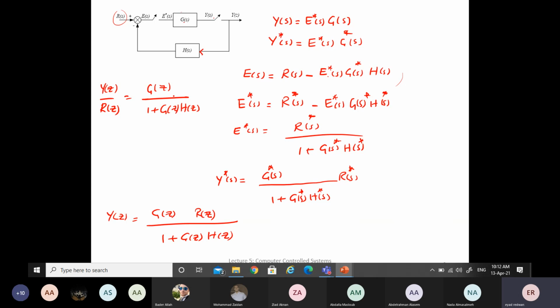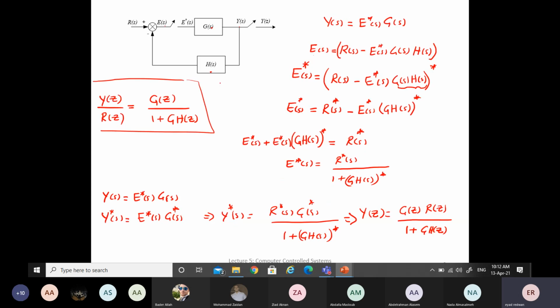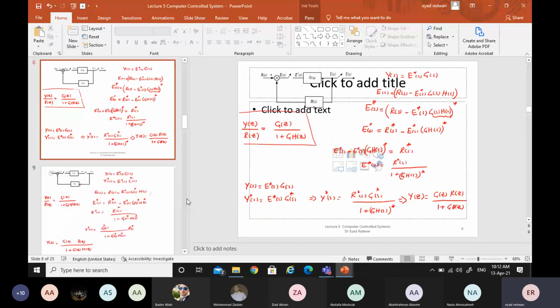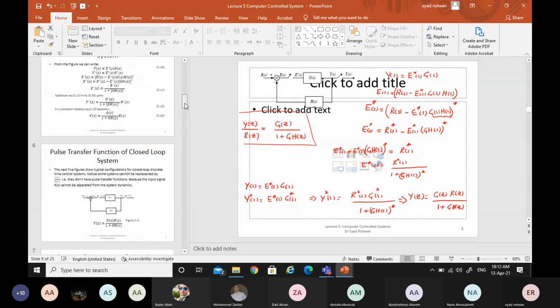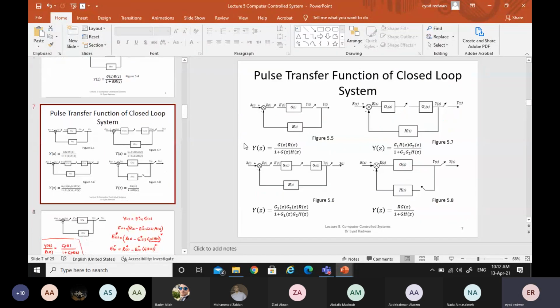Okay, so let us take another example. Let me take one more. Can you verify these? I already actually derived this pulse transfer function for all of these configurations. Can you verify it or do it on your own? Let me take this one. Okay.